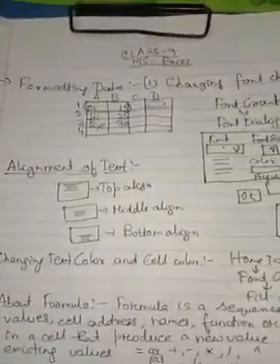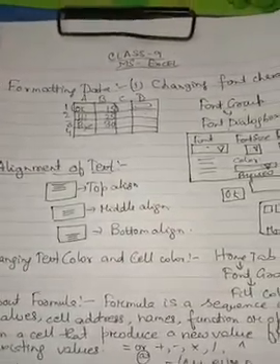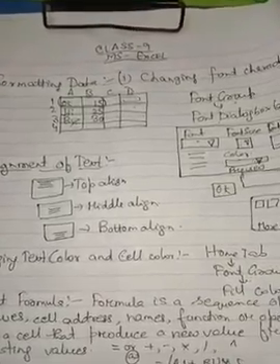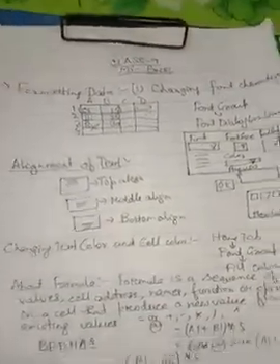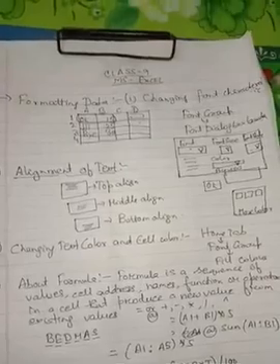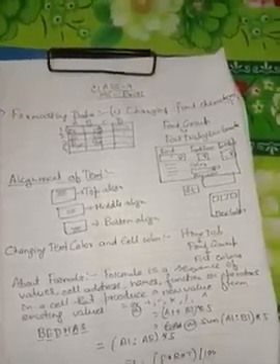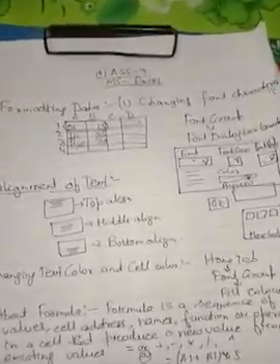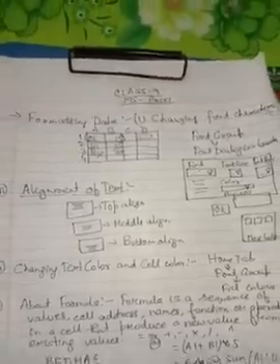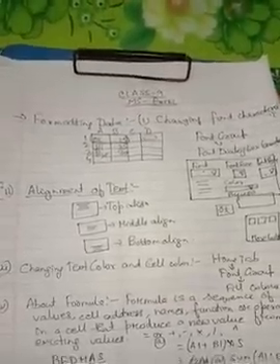Next, alignment of text. What is alignment? What are the different types of alignment available in MS Excel? Changing the text color. How can we change the text color and the cell color? What step should we do to change the text color and the cell color?